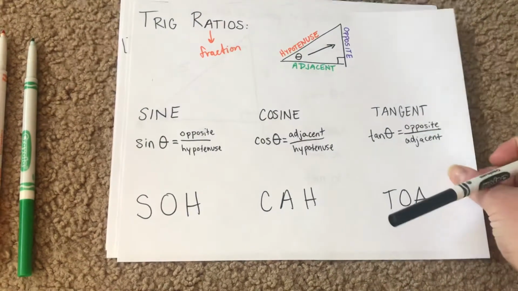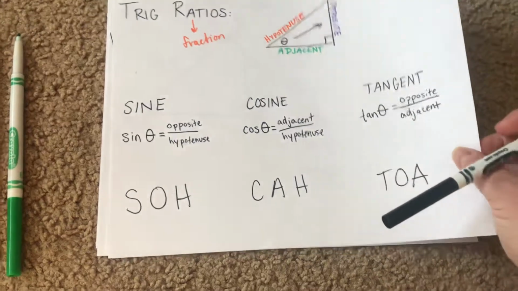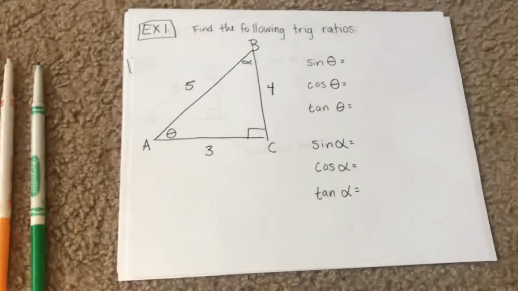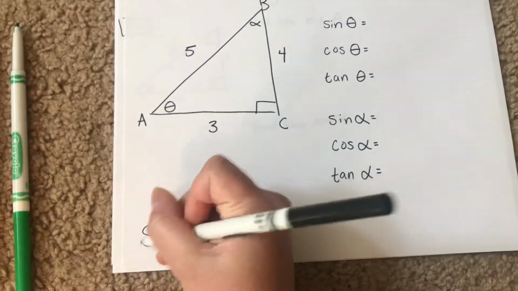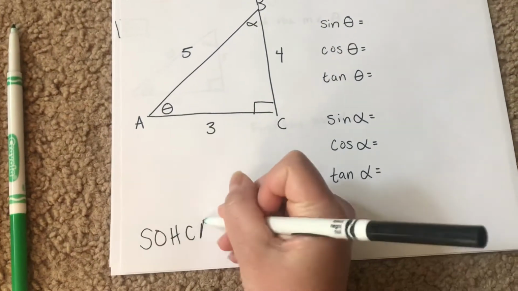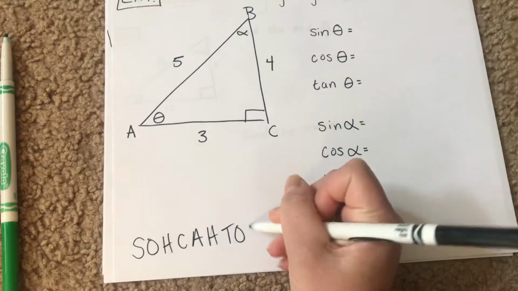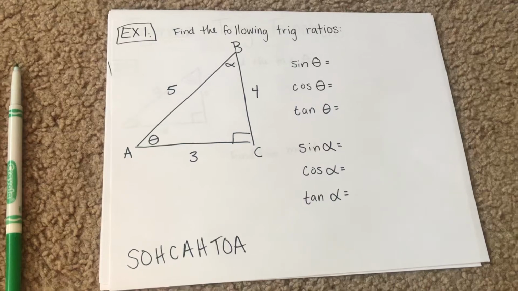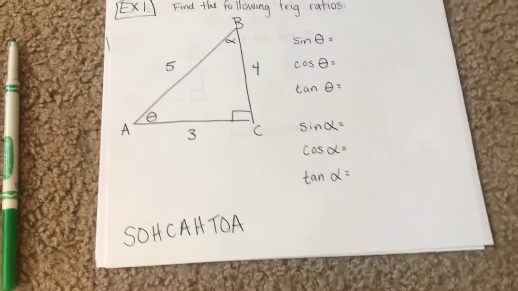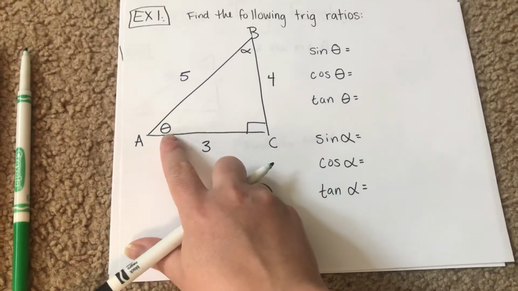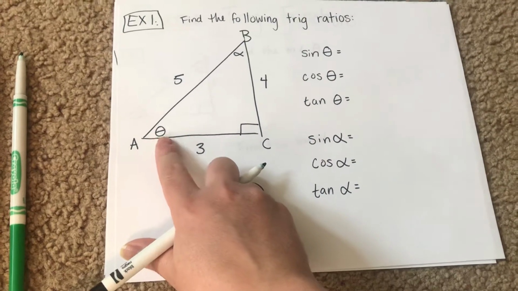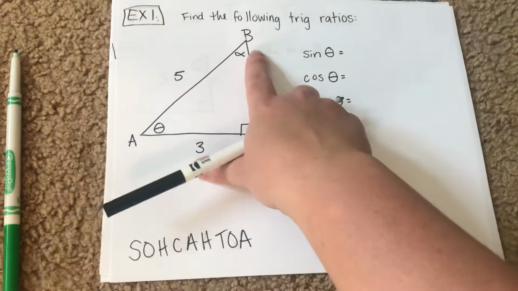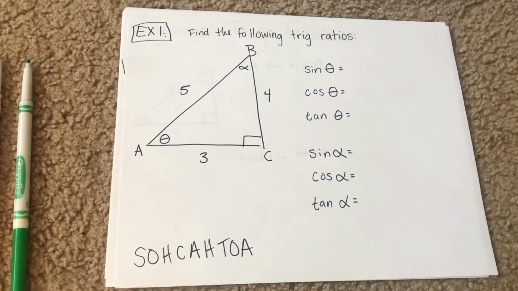Cool. All right, now that you've written those down, we're going to use that information to actually find some trig ratios. So we just talked about SOHCAHTOA. I'm literally going to write that right here so I remember and can reference this as we're going forward. So now this example is asking us to find the following trig ratios. I have two different angles we're looking at here. We have theta, and then this one is alpha. They also could say sine of A or sine of B or something like that, referencing the angles.